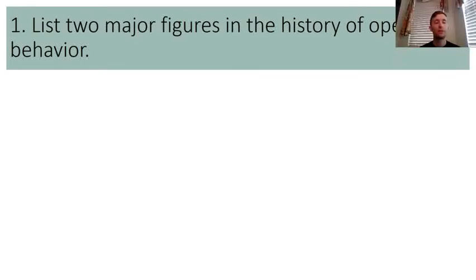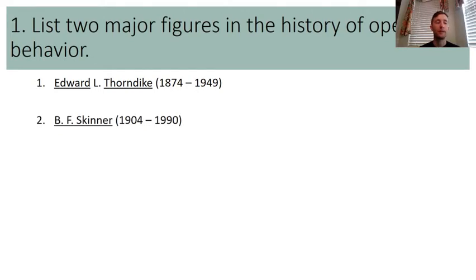Objective 1 lists two major figures in the history of operant behavior. The first is Edward L. Thorndike. He lived from 1874 to 1949, and Thorndike is a pioneer in the history of operant behavior and behavior analysis in that he discovered the law of effect. We'll talk about that a little bit later. Edward Thorndike's work was highly influential on the work of B.F. Skinner, who lived from 1904 to 1990. And B.F. Skinner was at one point the most famous psychologist in the world.